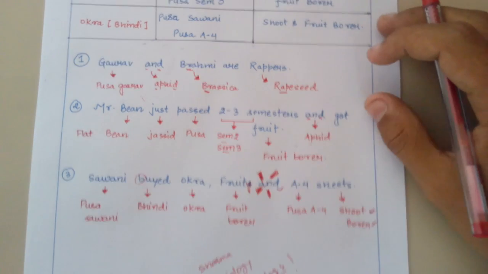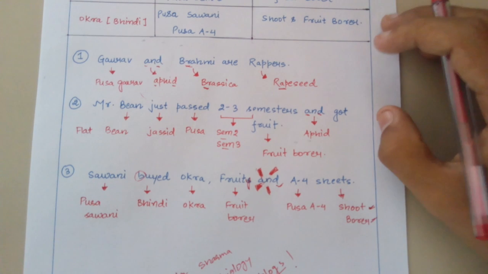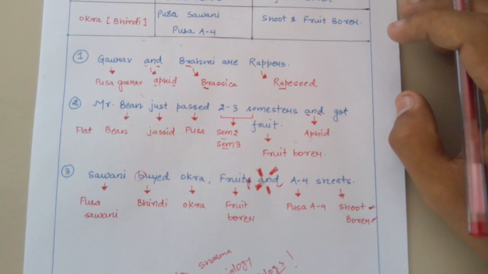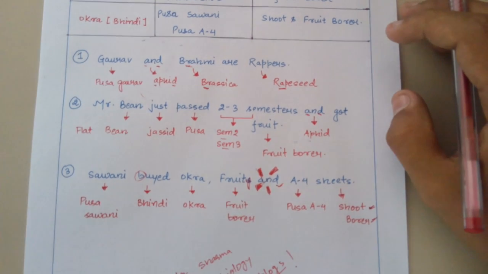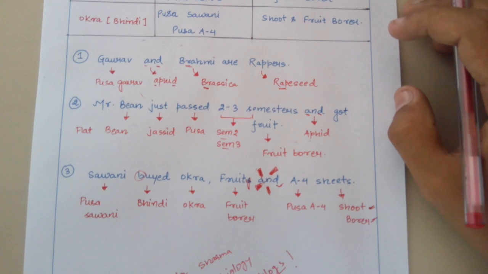The third trick is to learn okra, that is bhindi. Savani buys okra, fruity and A4 size sheets. So Savani means Pusa Savani, bide means bhindi, okra means okra itself, fruity means fruit borer, A4 means Pusa A4 which is a variety, and sheets means shoot borer which is a kind of insect pest in okra or bhindi. So these are the tricks for memorizing table 9.2 of 12th class.